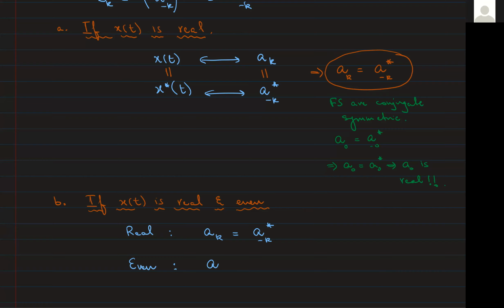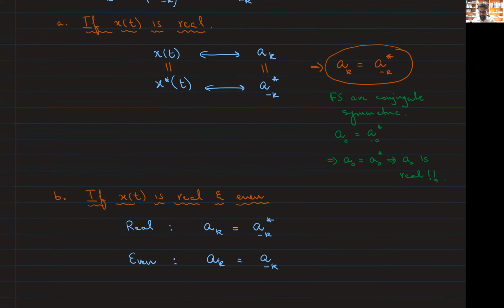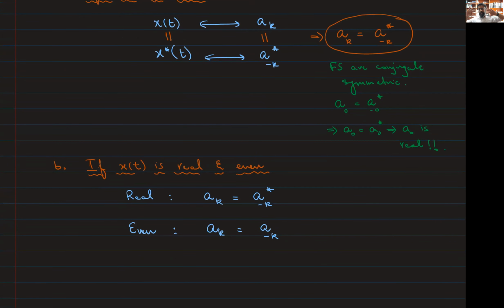Sir, because it is even, A k and A of minus k will be the same. So A k is equal to A k conjugate. Excellent, excellent. You're exactly right, and I think you've done it intuitively. You've said that because of A being real, they were conjugate symmetric, but because of being even, they should be the same. So a number must be the conjugate of itself. The only number that satisfies this is a real number.